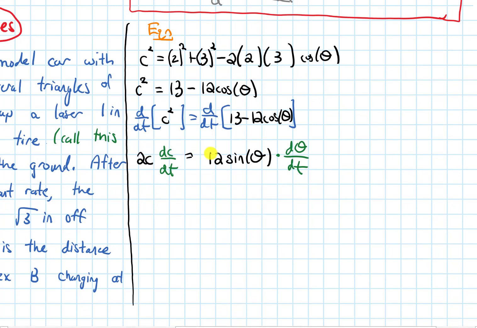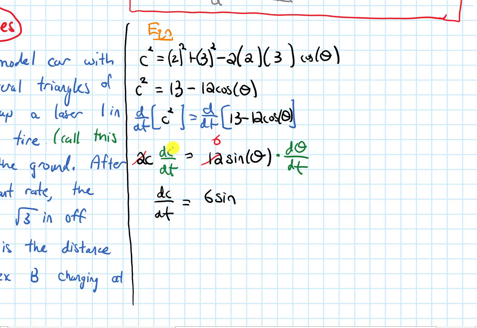Let's rearrange this a little bit and simplify. I can divide both sides by 2. That'll cancel this 2 and make that 12 become a 6. And now let me divide the C over, because I want to know dC dt. So dC dt is going to be equal to 6 sine theta times d theta dt over C.